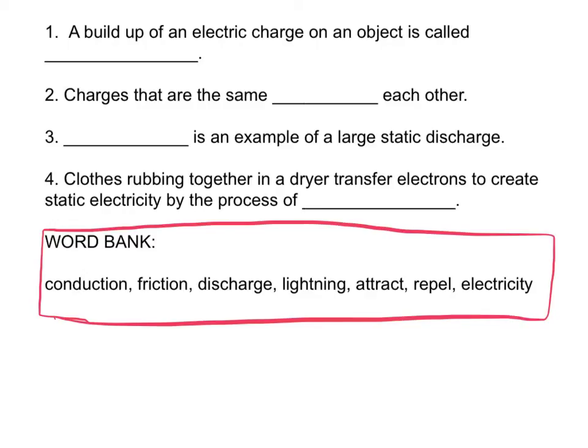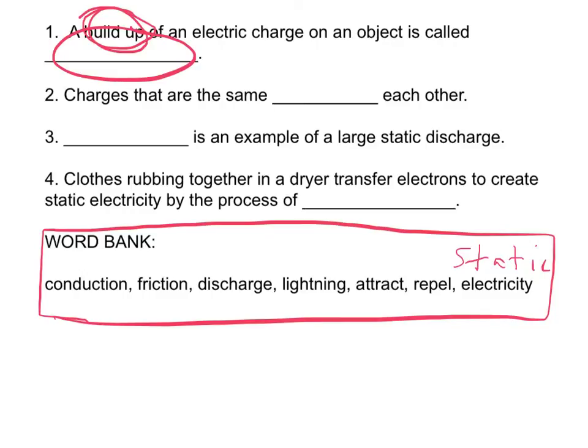Okay, let's do number 1. A buildup of an electric charge on an object is called, oops, I didn't even have it on here, static electricity. Mr. Cruz made a boo-boo. Static electricity should fit in number 1. Hopefully you caught that. Because the key word there is buildup. Buildup of electrons is static electricity for number 1.